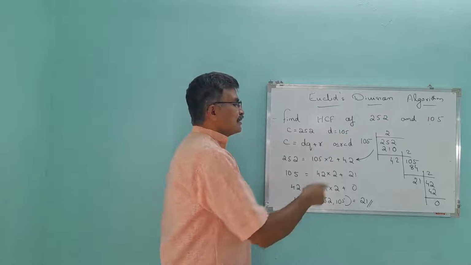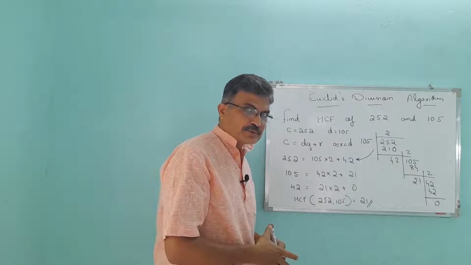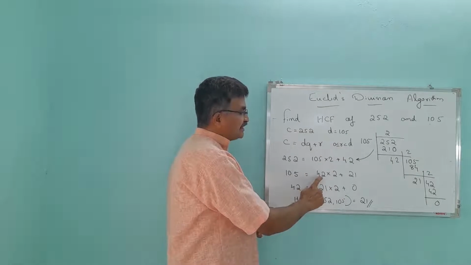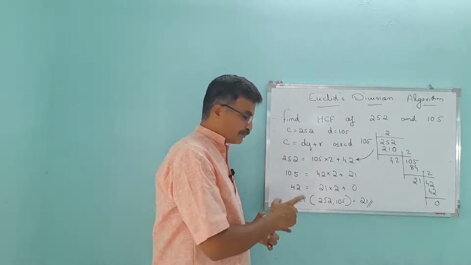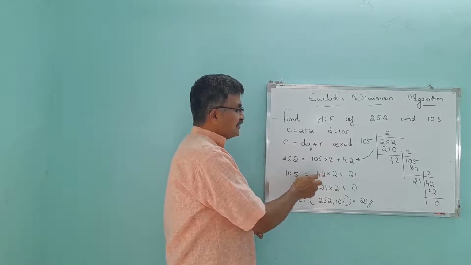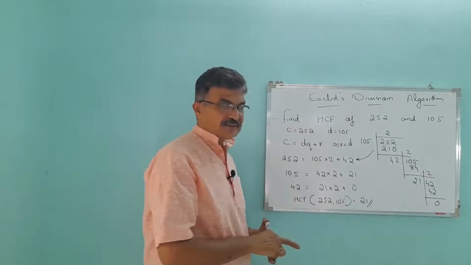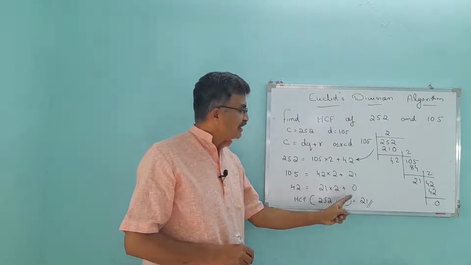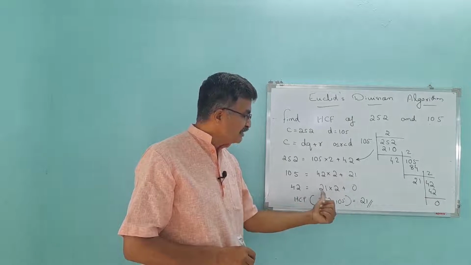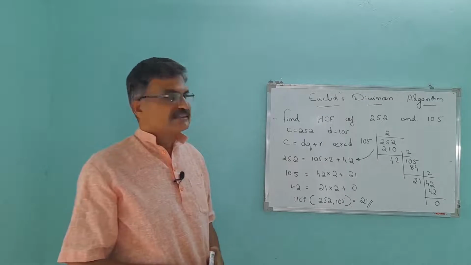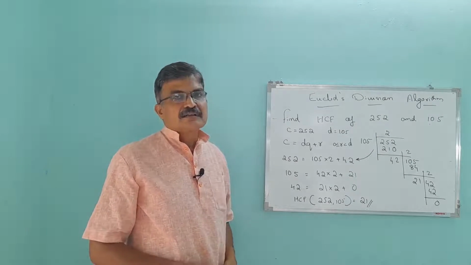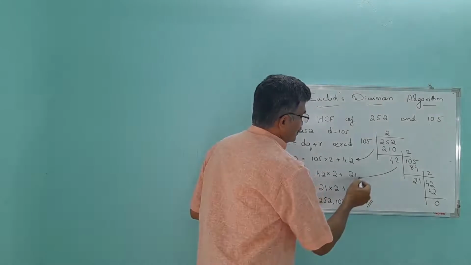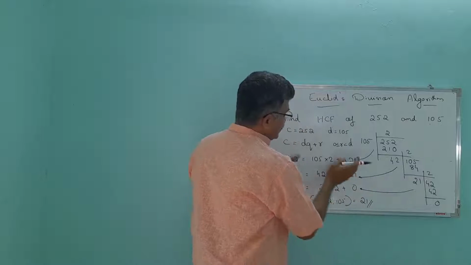Then in this step also R is not equal to 0. Then what will we do? Again replace this C with D and D with R, or replace the dividend with the divisor and the divisor with the remainder. That's what we have written. In this step R is equal to 0, while we find the value of Q. When R is equal to 0, then D is the required HCF of C and D. So this is the step I have written, and this is the algorithm.